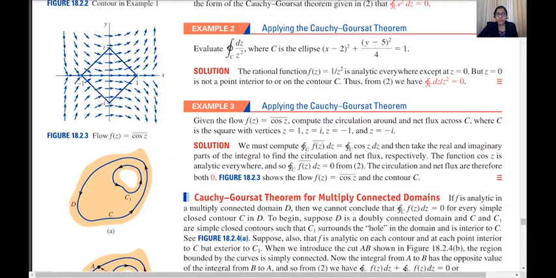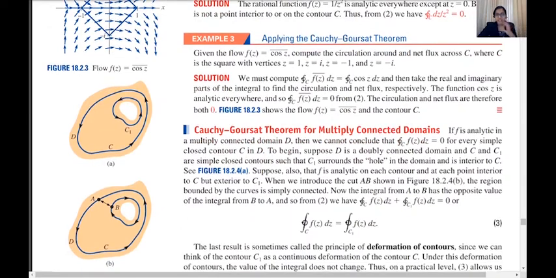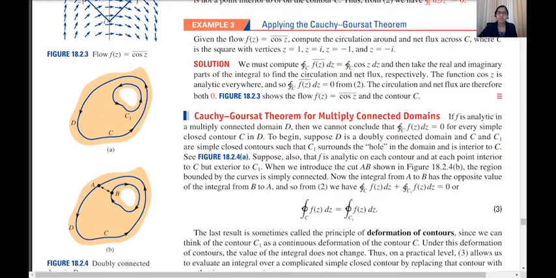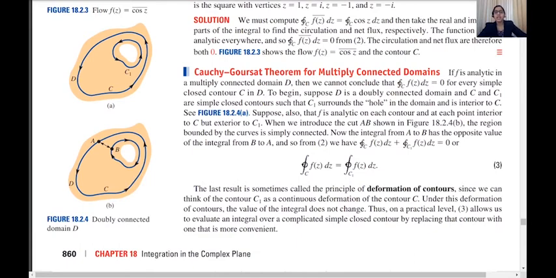Now next what we are going to do is introduce a concept about the Cauchy-Goursat theorem. In the statement of the Cauchy-Goursat theorem there was a mention of the simple connectedness of our domain, but we can apply the Cauchy-Goursat theorem for multiply connected domains also. Okay, so let's see how we can do that. I'll explain it with the figure. Just look at figure 18.2.4.